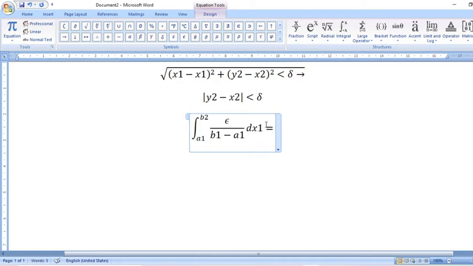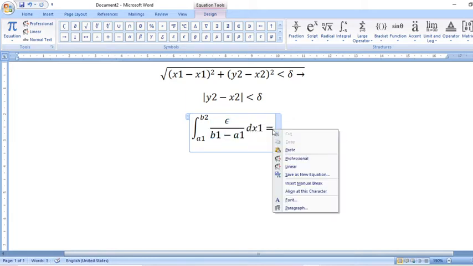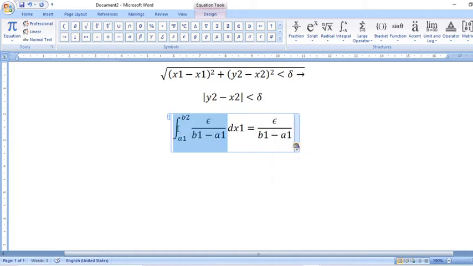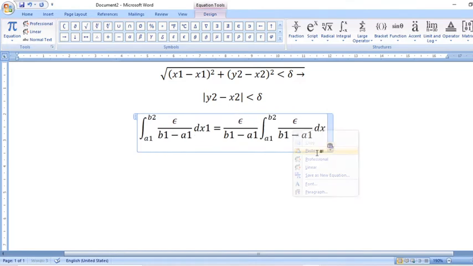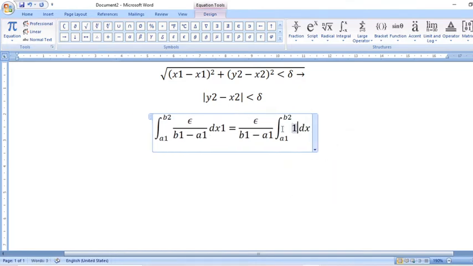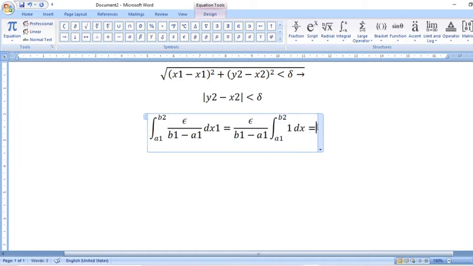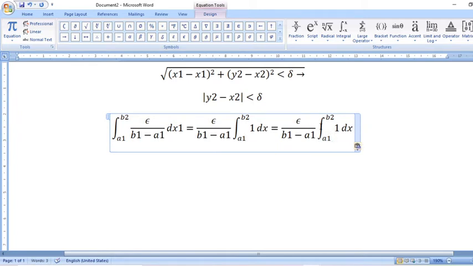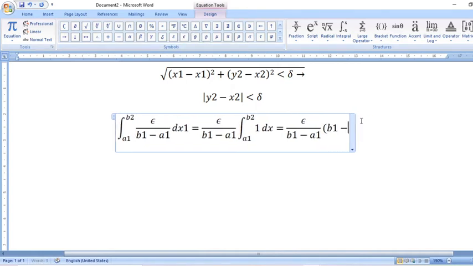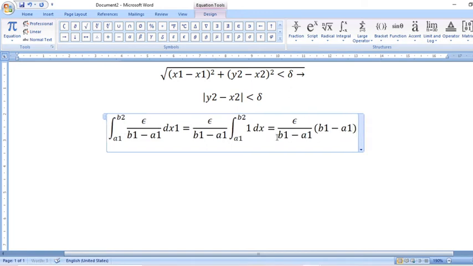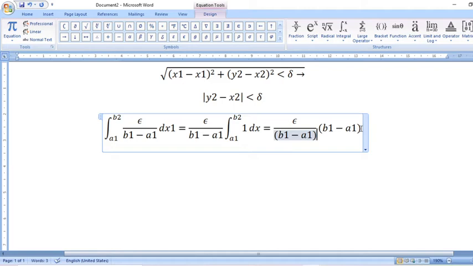dx, that is exactly equal to, what is that? You can take the copy of this one. Okay, what is this? This is nothing but, this is exactly equal to epsilon. Sorry, b1 minus a1, b1 minus a1. So that will get cancelled with this term, and the remaining term is only epsilon.